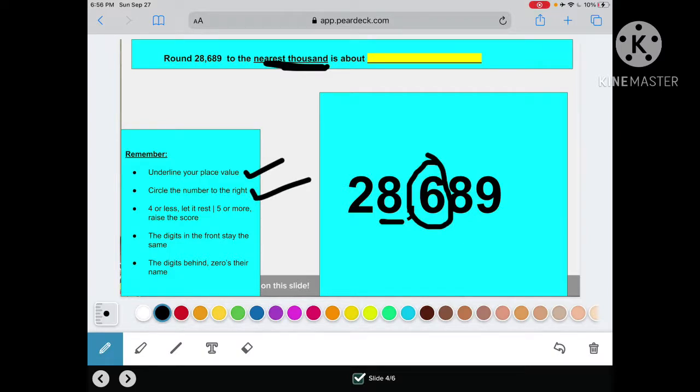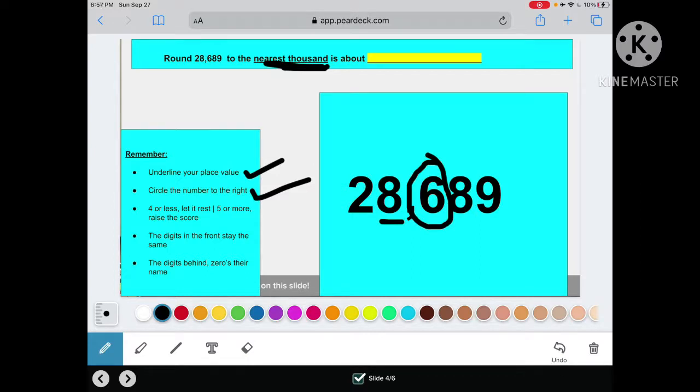4 or less, let it rest. 5 or more, raise the score. So I'm looking at my circled number. Is the number 6 4 or less? Or is it 5 or more? What do you think? Yeah, it's 5 or more. So when a number is 5 or more, what does the step tell me to do? Fantastic job. Raise the score.